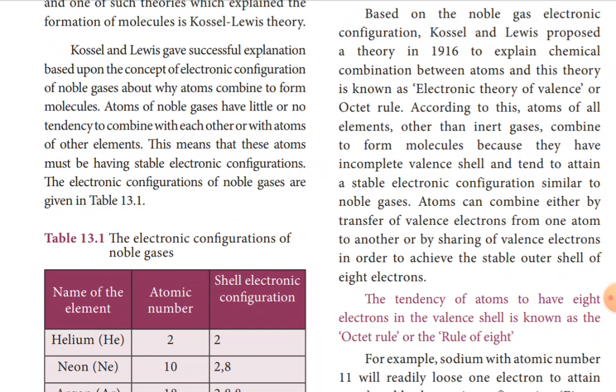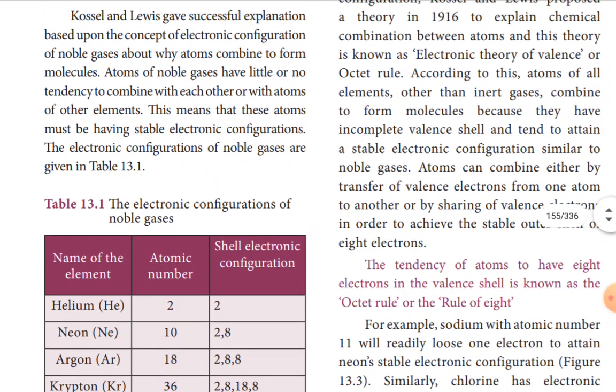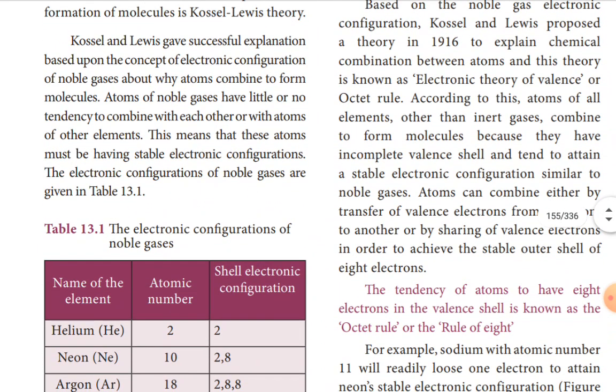Helium, the first shell is completely filled. Neon, that is the L shell. Argon. Similarly, the outermost shells of helium, neon, argon, krypton, xenon, radon are completely filled, having 8 electrons except helium. So this means these atoms must have a stable electronic configuration. That's why they are inert in nature. Inert means inactive. They will not readily react with any other element.